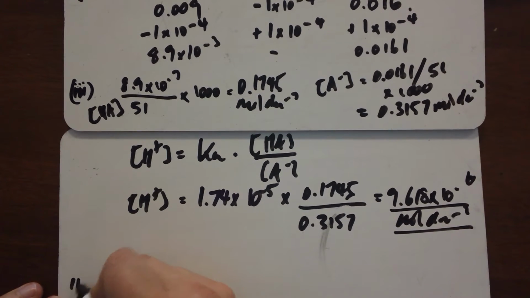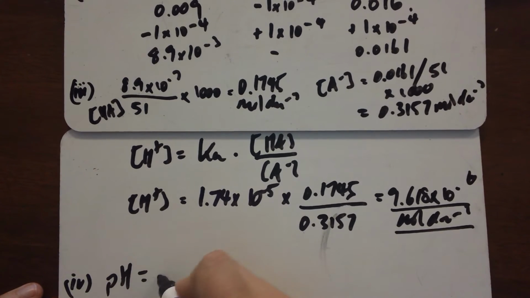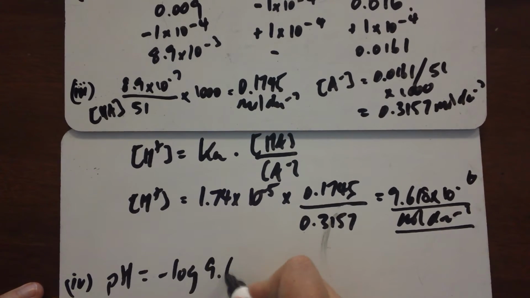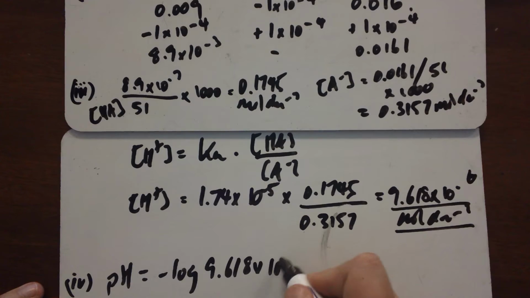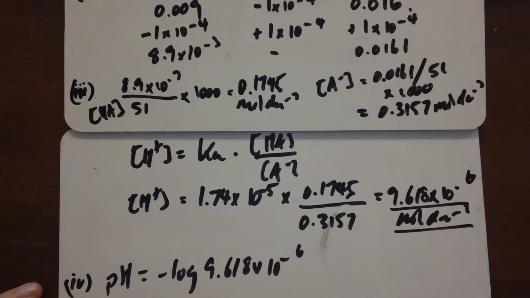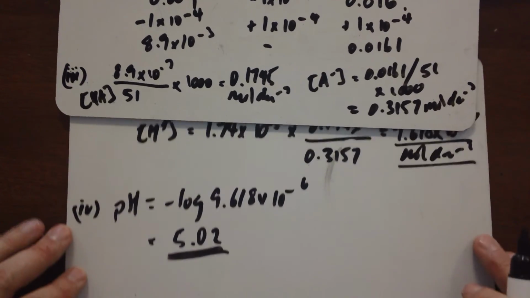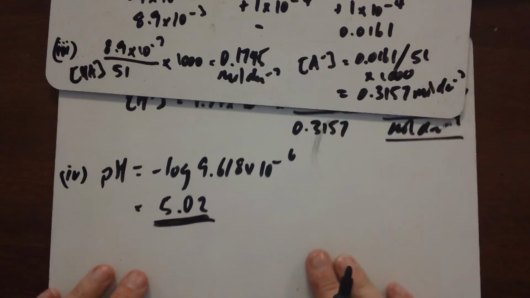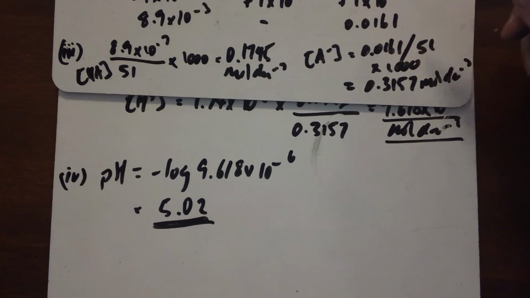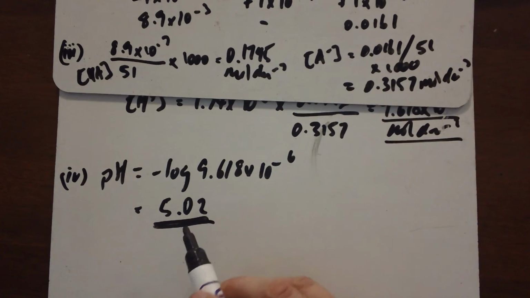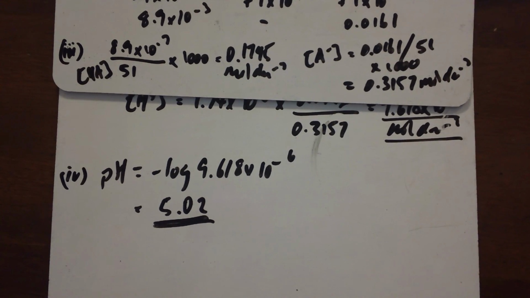Last step is to plug it into pH equals the minus log of that, and we end up with 5.02. So again, it moves up. So again, we've added a small amount of OH minus, and the change in the pH of a buffer is minimal.